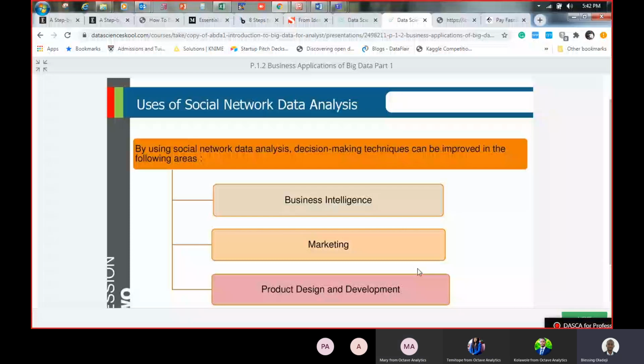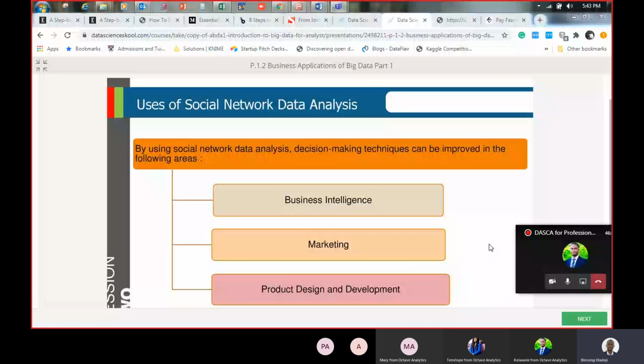So when you look at social media networks, they are applicable in product design, relevant in marketing, and definitely relevant in business intelligence. Business intelligence has to do with knowing about your business, what your customer wants, and what your competitors are doing out there. So social media networks can help you have intelligence in terms of what your customers are doing.